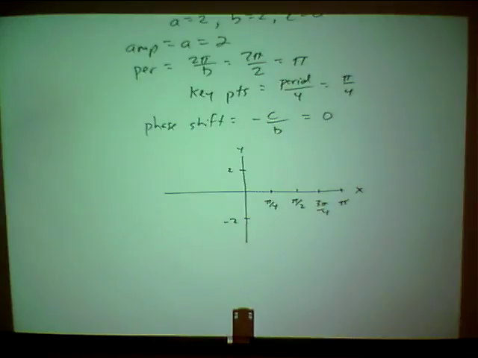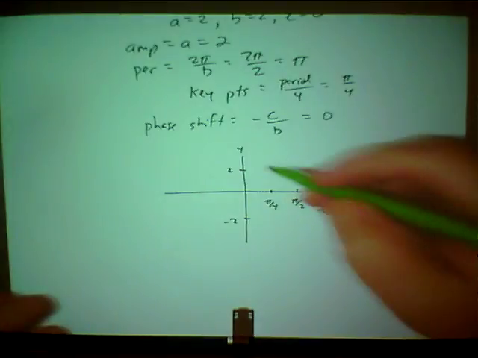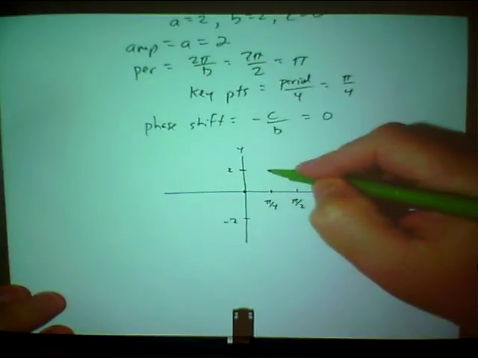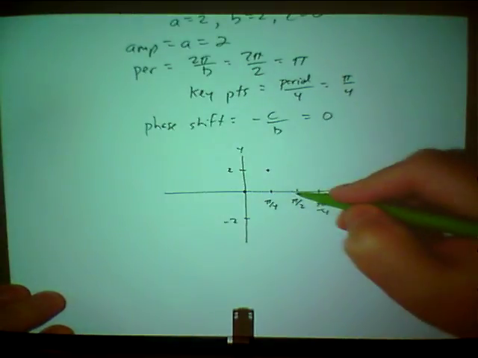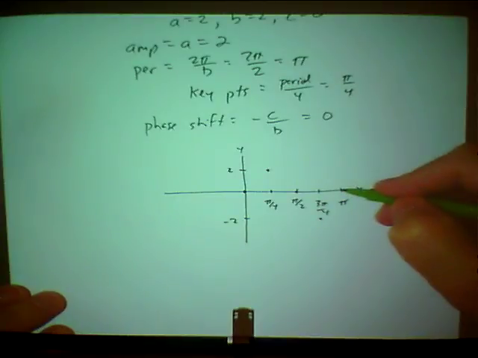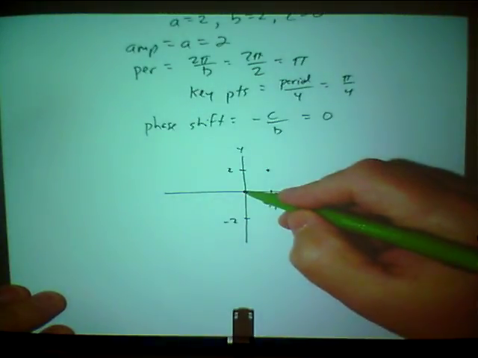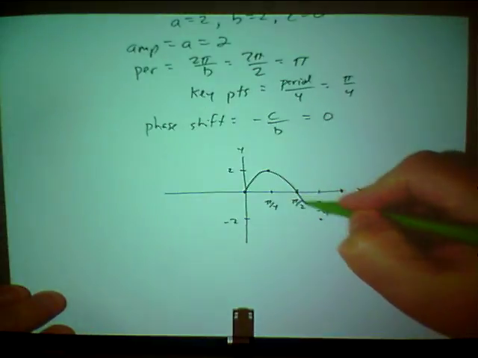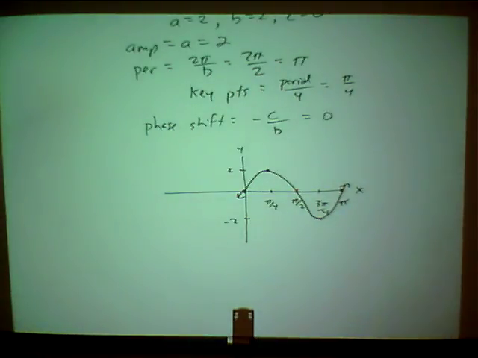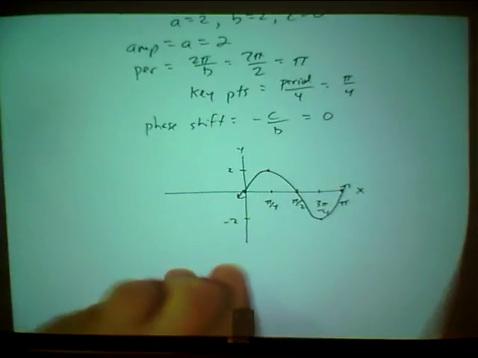And now since there is no phase shift and it's a sine wave, I know the sine is 0, so my graph starts at 0. At my first key point, it maxes out. The next key point, back to 0. The next key point, it goes down to the negative value, and then back to 0. So there's a rough sketch of that. Not too hard. Let's maybe do one more.